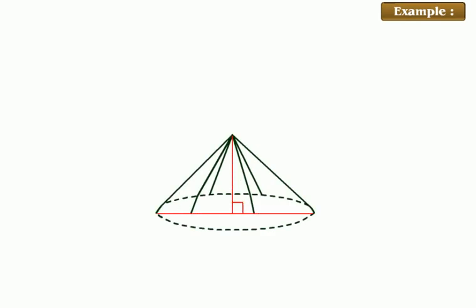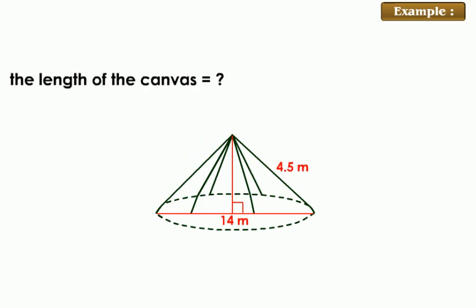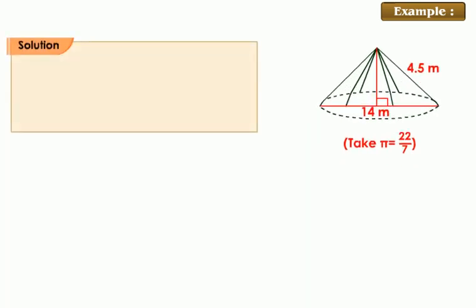Students, now let us look at another example. A right circular conical canvas tent has the diameter of 14 meter and slanting length 4.5 meter. Find the length of the canvas required to make the tent if it is 1.50 meter wide and the cost of canvas at the rate of rupees 250 per meter. Take pi as equal to 22 by 7. Now, here is the solution.